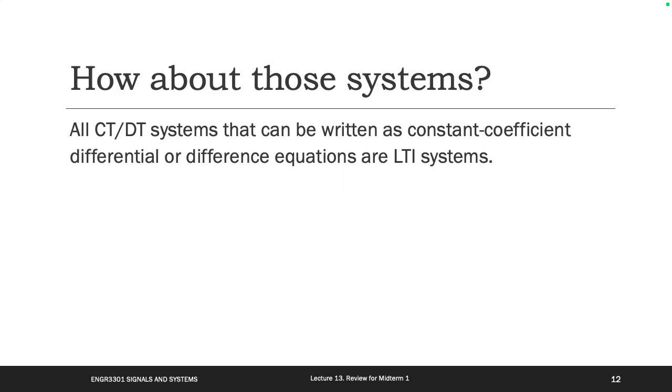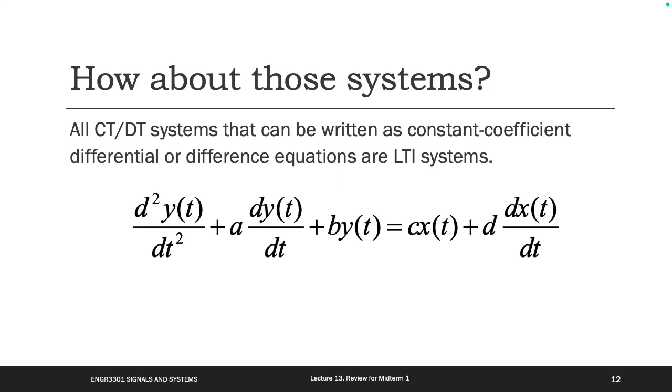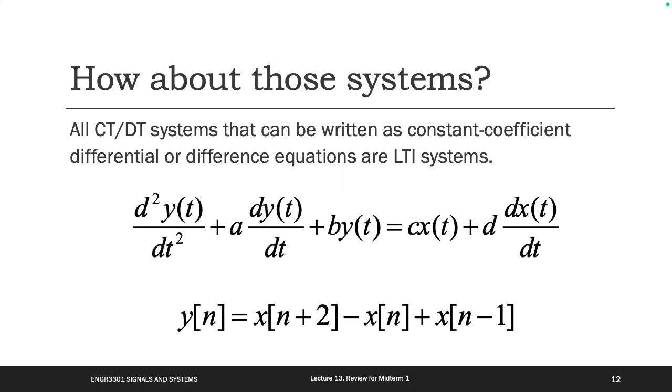Actually, we talk about all CT and DT systems that can be written as constant coefficient differential or difference equations are LTI systems. Am I right? We talk about the first order, but the second order also works. Here is a second order, and it also works. All the CT and DT systems that can be written as constant coefficient differential or difference equations are LTI systems, no matter if it is first order, second order, or third order.